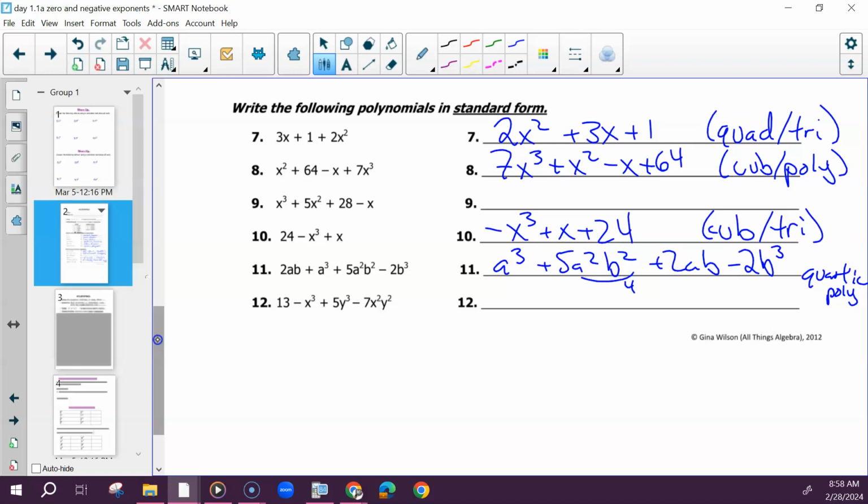Say that one more time. Negative x to the third. And then negative 7x squared y squared. And then y cubed, yep. And then our plus 13. And this one's going to be the same, the quartic polynomial. Okay. Do we have any questions on how to put polynomials in standard form or how to classify them?